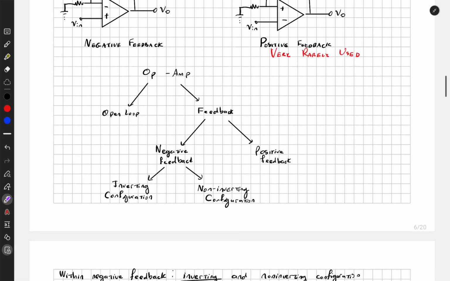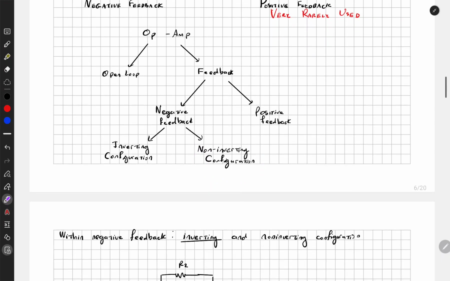So within the feedback, and within the negative feedback, there are two kinds of configurations that we can use. The first kind of configuration is the inverting configuration, which we have discussed extensively in the previous videos. But there is also a non-inverting configuration, which we'll start to study this time.